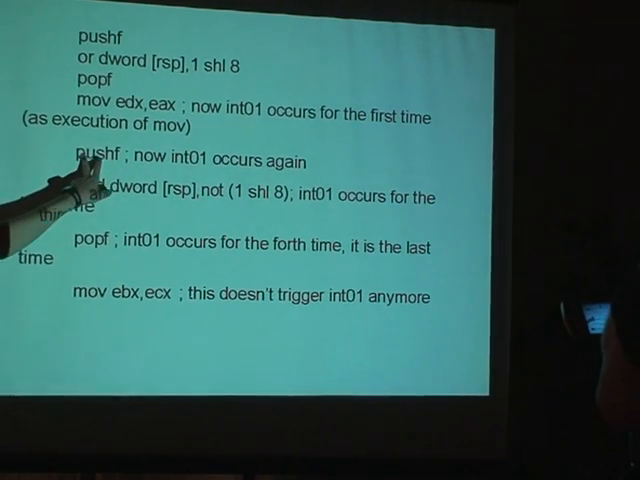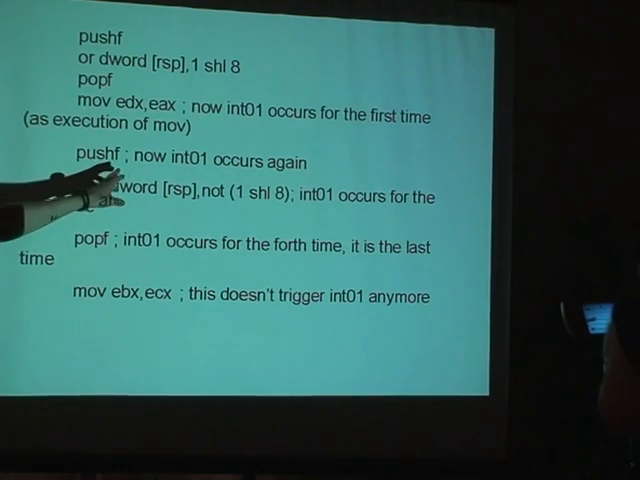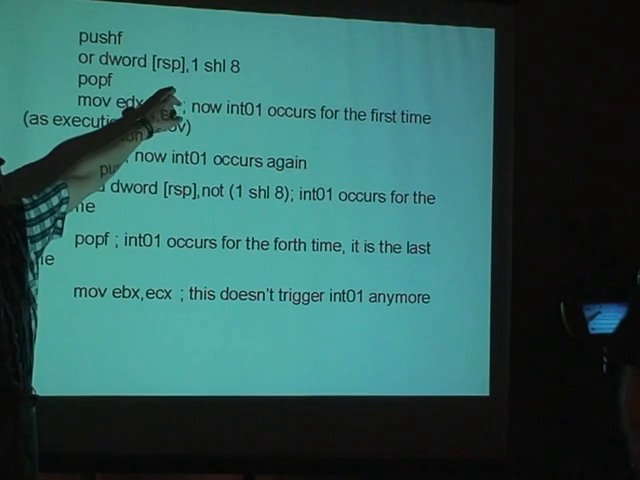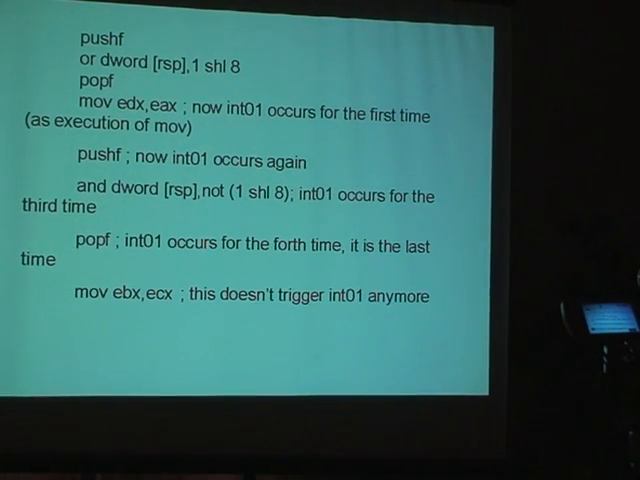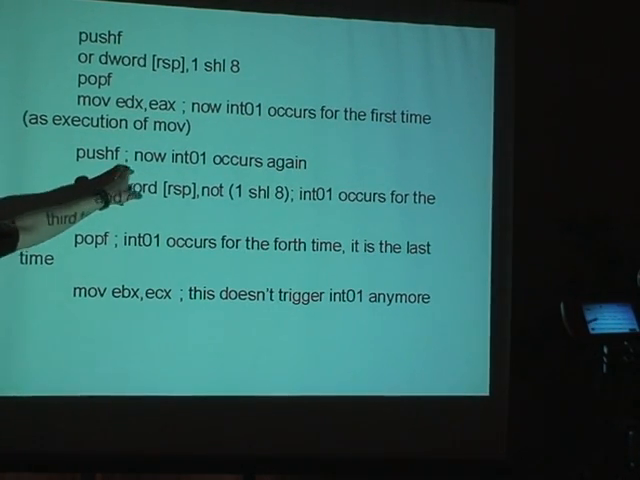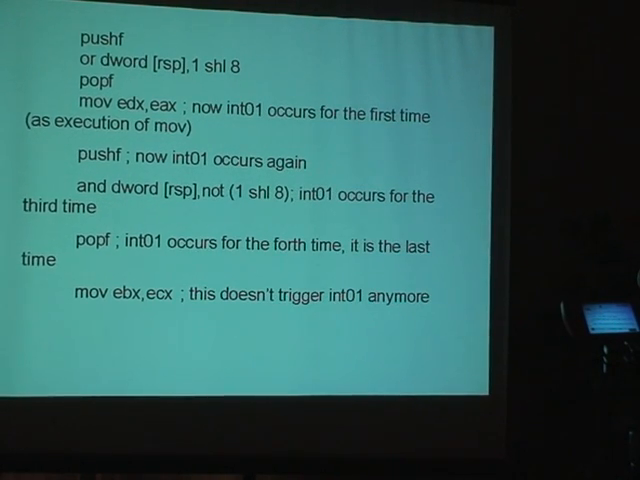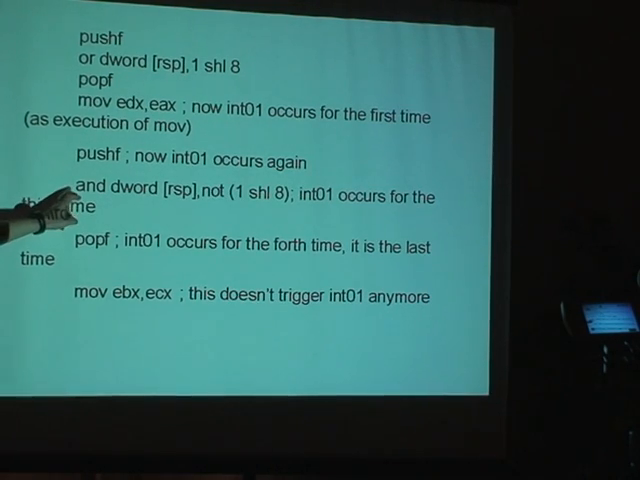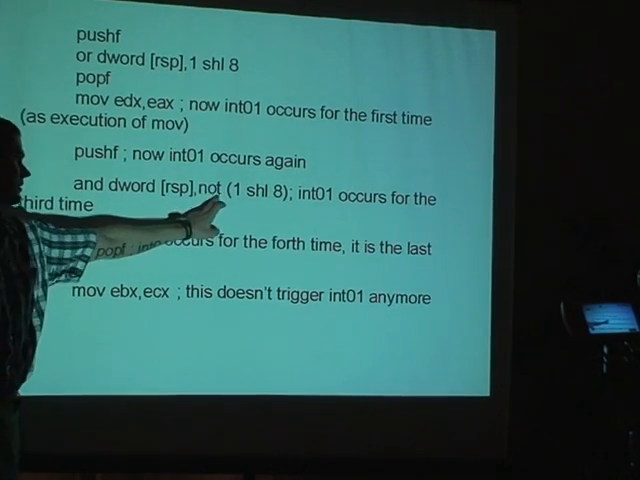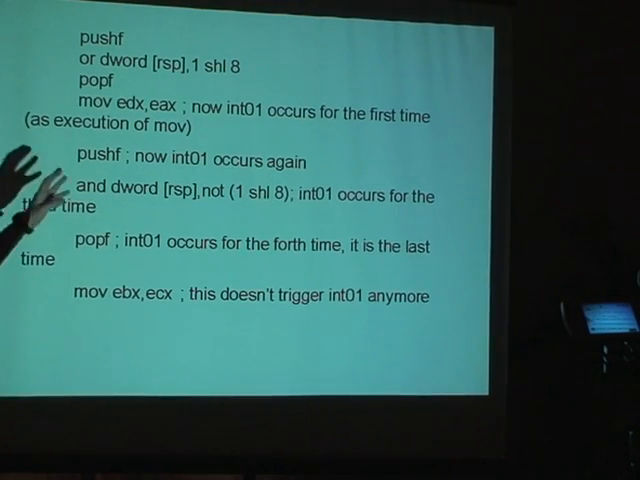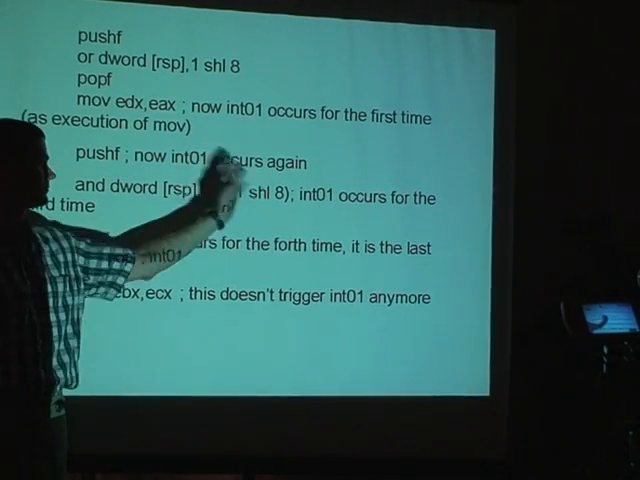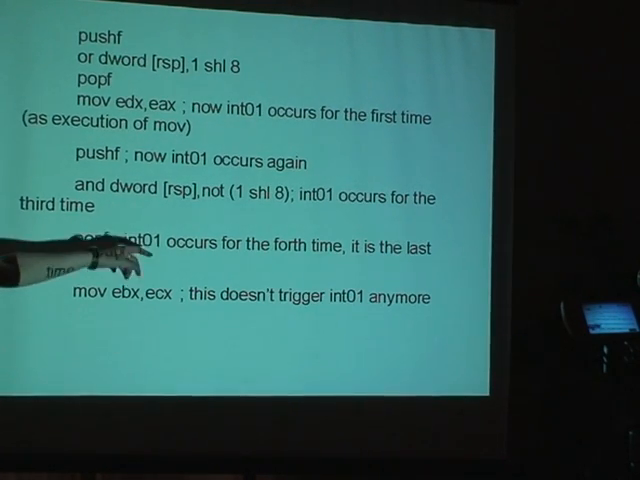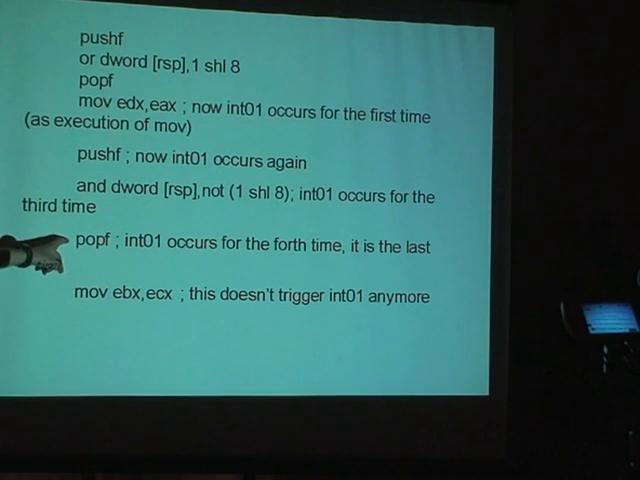Here, after this instruction completes, interrupt 1 occurs again because the trap flag bit of the flag register is still set to 1. So the interrupt occurs the second time. Now we return from interrupt 1 here, and the CPU executes this instruction. This execution causes the triggering of interrupt 1 again. It is the third time. After returning from the interrupt 1 handler, we will get here.